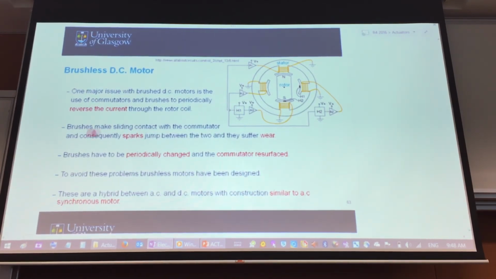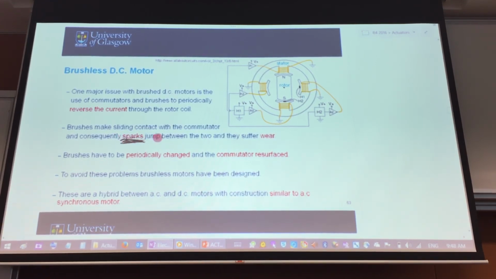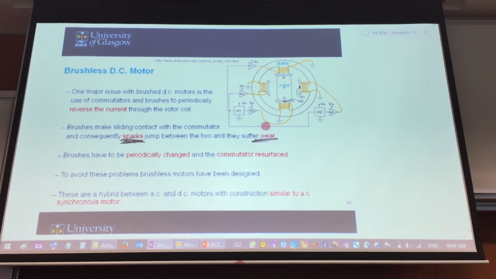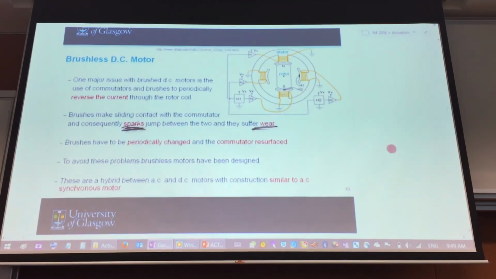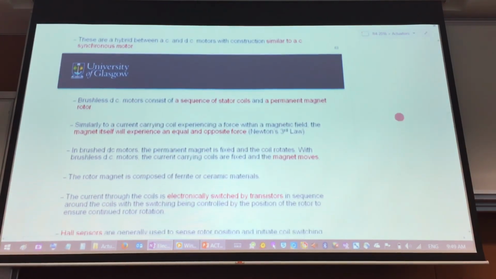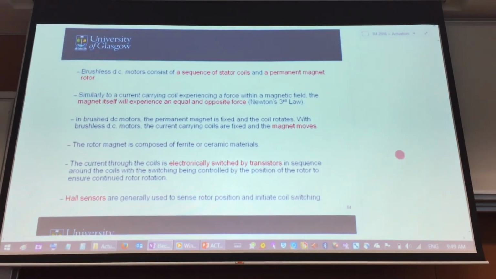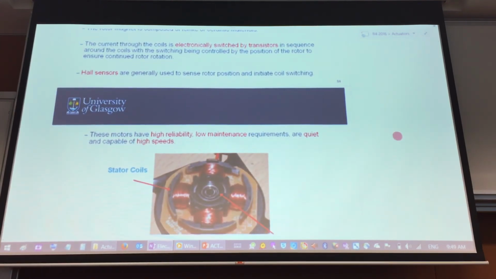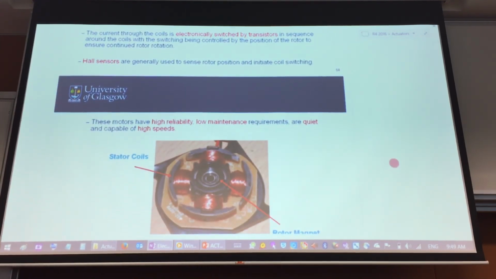This one is talking about the brushed DC motor. Sometimes you get to see some sparks coming from it. Your brushless DC motor will never introduce sparks. And because of the commutator and brush wearing, you suffer severe wear. That's why the brushless DC motor is more attractive. I think this spoke quite a bit about what I was trying to say: high reliability, low maintenance.